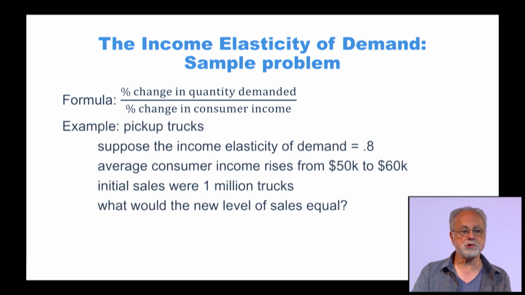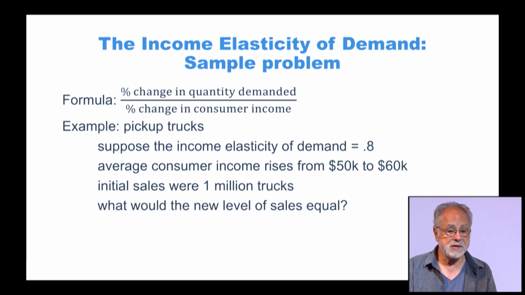For instance, pickup trucks. People out there buy pickup trucks. Suppose that we know the income elasticity of demand. It's 0.8. And suppose that we're forecasting over a period of time in which the average income of the consumer population will go up from $50,000 to $60,000. At the beginning of this period, 1 million trucks were being sold, say in a year.